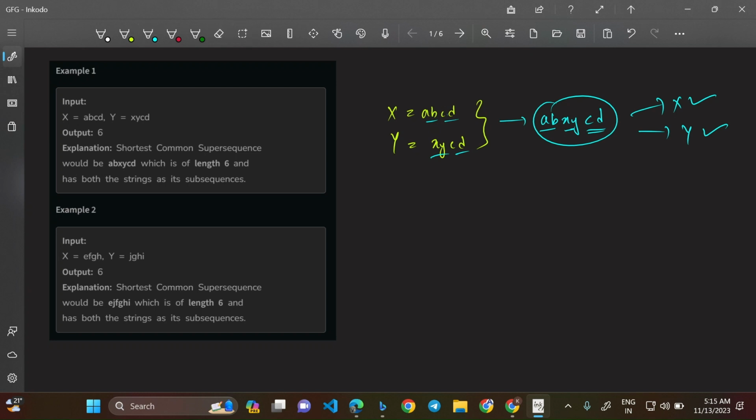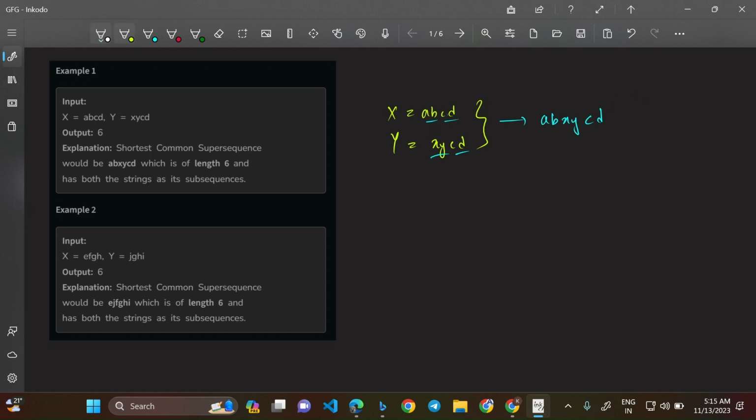If we just erase this part, we can find this is x: a, b, and c, d. And this is Y: x, y, and c, d. So you can find both x and Y as its subsequences. That is the reason this is the smallest string possible.